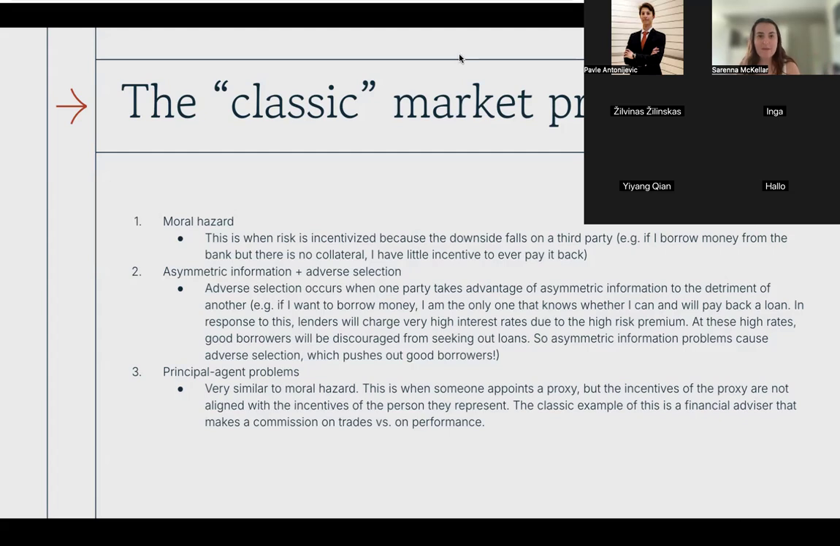And then the third we have is principal agent problems, which is somewhat similar to moral hazard, and it's where someone appoints a proxy or someone to act on their behalf, but the incentives of those two people are not necessarily aligned. So one of the classic examples you'll see of this a lot is financial advisors that help people prepare for retirement or manage individual people's stock portfolios, that make money on trades and how many trades they do versus on the net performance, because then they might have an incentive to buy and sell the same stock 5 times because they generate money on each of those trades, even though that would be bad for the end user. Employment contracts are a good example of this as well.